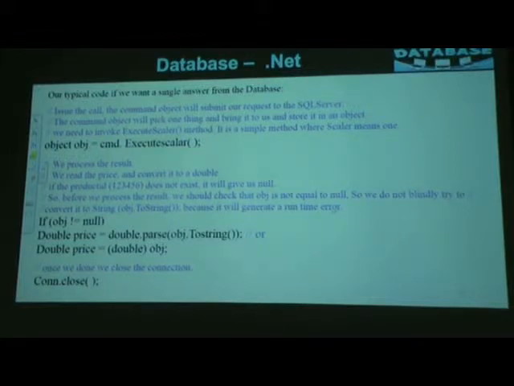So we don't blindly try to convert it to string because it will generate a runtime error. So first we have to check if this obj does not equal null, and then we will process the result. Because this is an object, like cmd is an object, and the price is a double, so we have to typecast it to double. And once we're done, we close the connection.